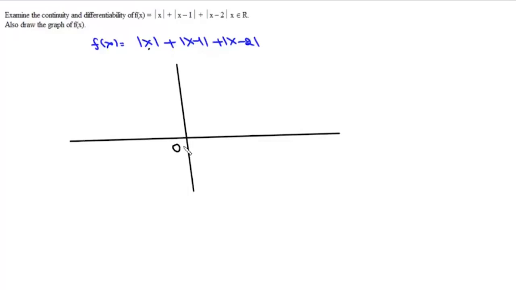So we'll find the value at 0. If x is 0, this value is 3. If x is 1, this value is 2. And if x is 2, this value is 3. Now if we put x as minus 1, we'll get this as 1 plus 2 plus 3, we'll get this as plus 6. And here also at 3, it will be plus 6. Now if we join these points, that is the graph of this function. Now this function is not differentiable at 0, 1 and 2. So it is continuous for x belonging to R, but not differentiable at x equal to 0, 1 and 2.